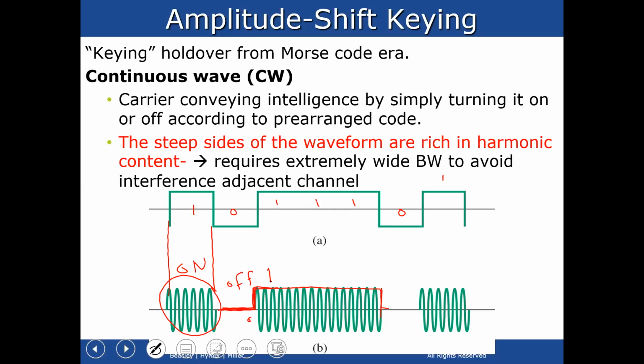If you remember how to create a square wave from sinusoidal signals, we said that we need to combine a lot of harmonic signals in order to get these sharp edges. The sharper or more ideal an edge you want, the more harmonics you need to include. That means you require a very wide bandwidth so that you can avoid any interference between adjacent channels. So this is one of the cons that we need to overcome.